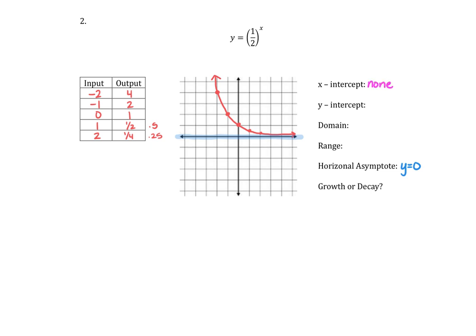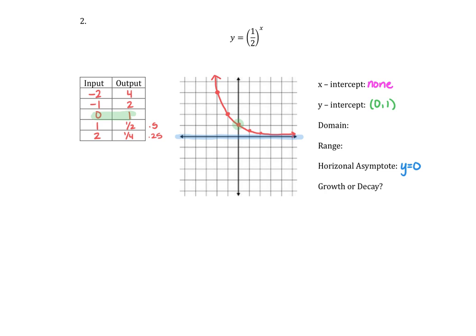For my y-intercept, remember, it is where it crosses the y-axis, or again on the table, it's where x is 0. So that is an ordered pair at 0, 1. Next is my domain and range.